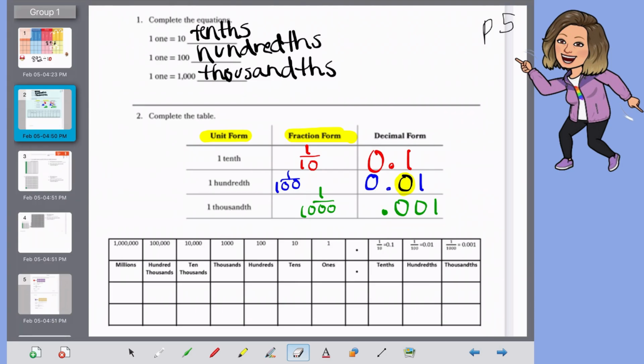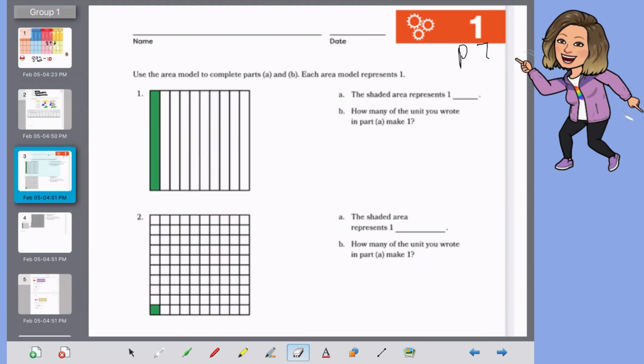Okay, go ahead and turn your page over. You should be on page 7 now. We are going to look at these, and I want you to think about those base 10 blocks that we use with the little cubes and the rods and the flat pieces. So when we look at this one square, I know that this one single piece represents 1 out of how many? 10 pieces. 1/10.